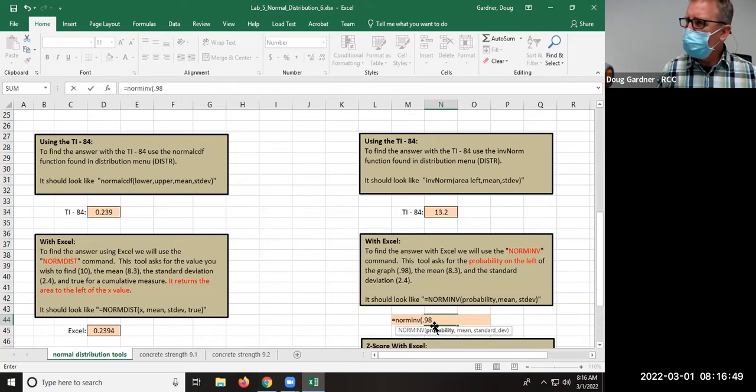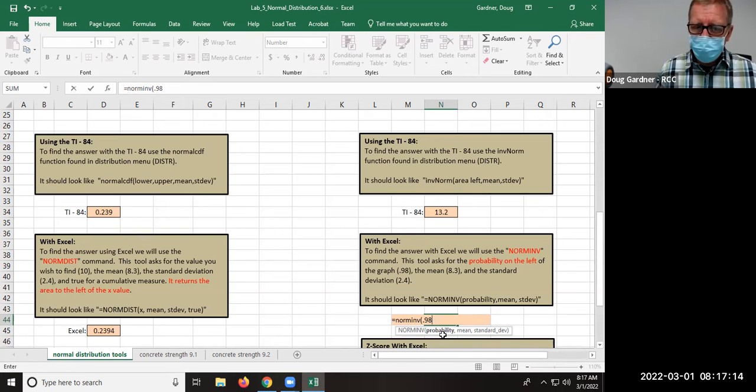Again, to help you with the syntax of all of this, notice I'm in the first comma right now, so the word probability is highlighted. And notice, isn't it interesting that in my notes I said area to the left, whereas they said probability. Do you see area and probability is the same thing? The area under that curve is 1, but it's also the probability, the proportion of people.